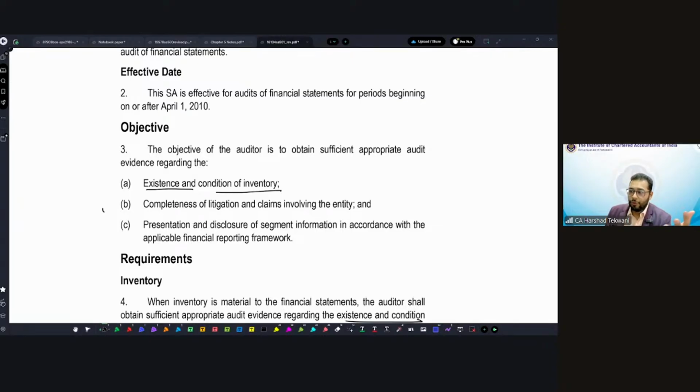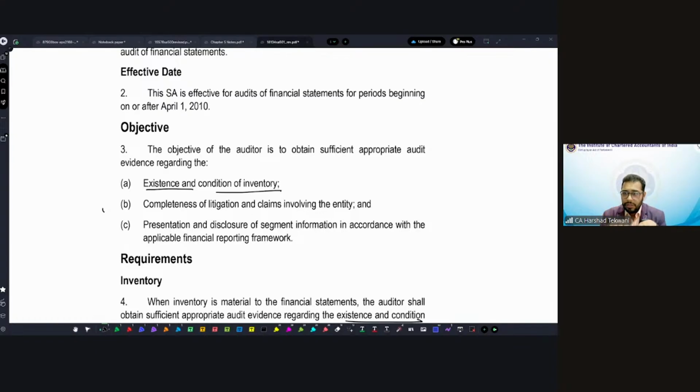Then one of the procedures is that, see, when I'm performing any audit procedure, it has to be relevant for my purpose. I'm asking about the relevance. Why will testing legal expense be relevant for the completeness of the litigations and claims? I'm just talking about the relevance. How is it relevant? Anyone?